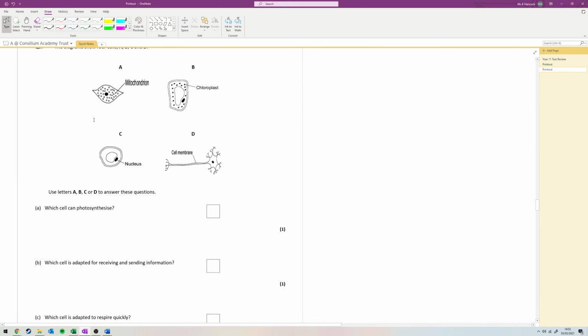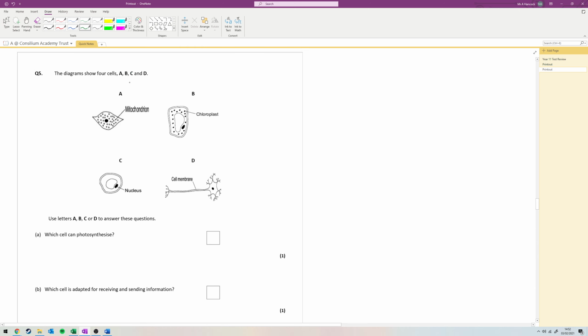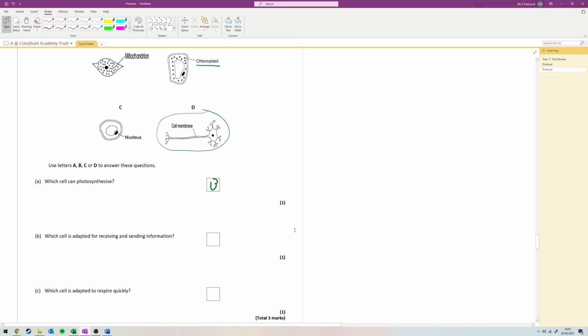Question 5. The diagram shows cells A, B, C, and D. Which cell can photosynthesize? Well, you're looking for chloroplasts, aren't you? So it has to be B. Which cell is adapted for receiving and sending information? Well, it's the long one that branches out into lots of different areas. So that is D. Which cell is adapted to respire quickly? Remember, aerobic respiration happens in the mitochondria. So the cell that has got lots of mitochondria, that respires very quickly, should be A. If you were to look at muscle cells, you will see that they have loads of mitochondria.